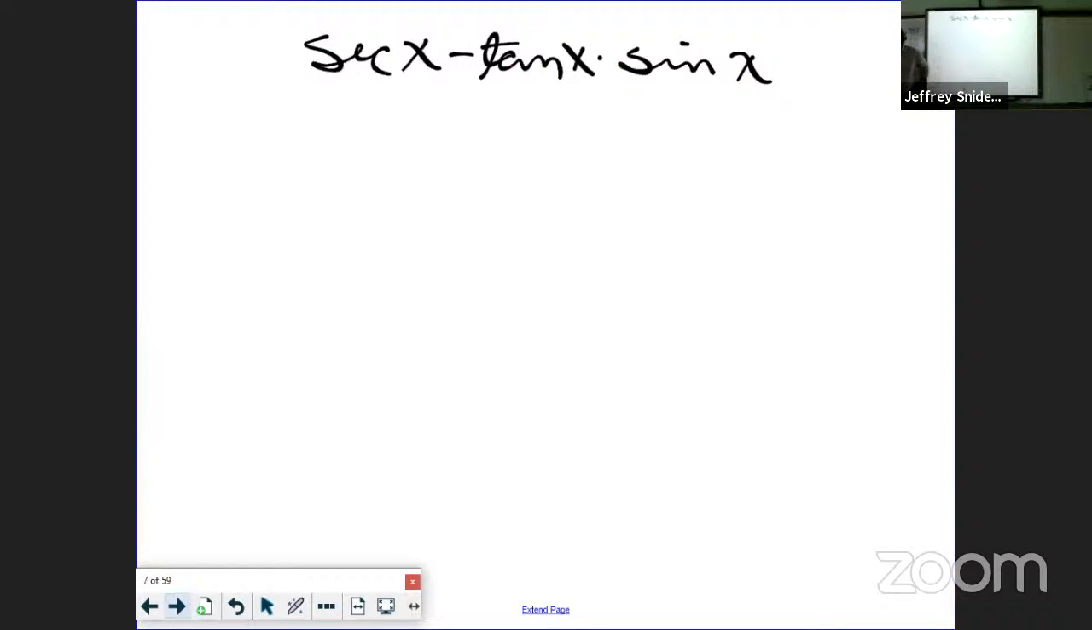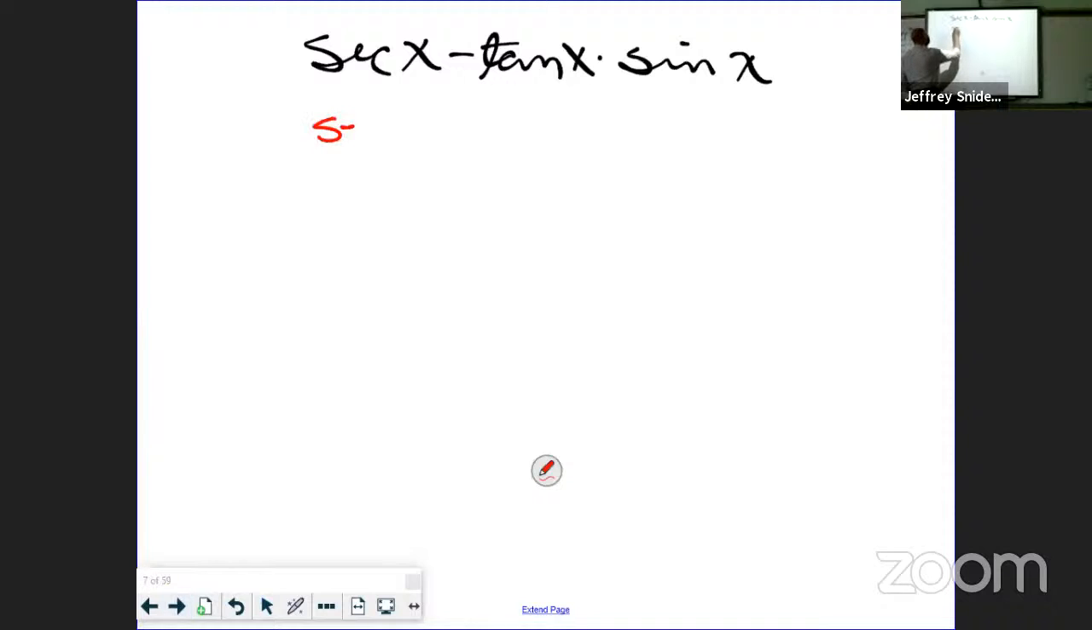All right, I just want to simplify this. Notice there's no equation. It's just got secant x minus tangent x times sine x. I want to simplify it down as far as I possibly can. Anybody have any thoughts of what you might want to replace with an identity? Ryan, what do you think? Tangent x, what do you want to make it? Perfect, let's do it.